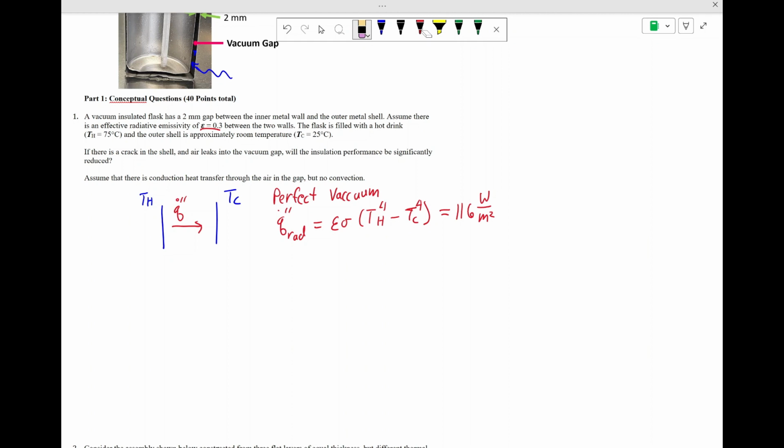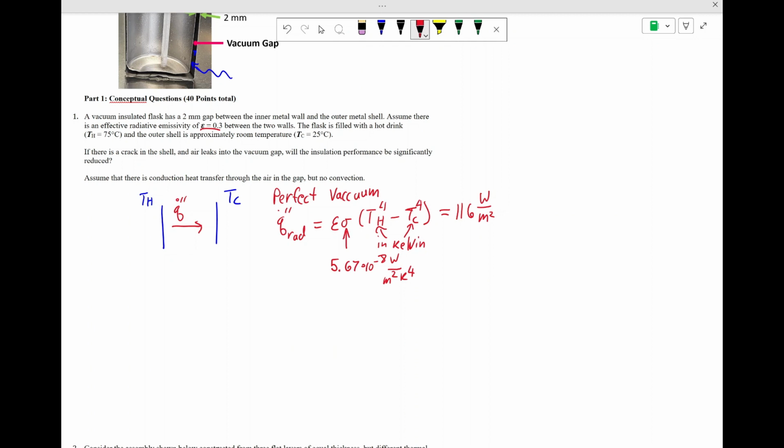Make sure here that the temperatures you're using are in Kelvin. And as a reminder, sigma is 5.67 times 10 to the minus 8 watts per meter squared Kelvin to the fourth. Okay, so that would be the case for a perfect vacuum.